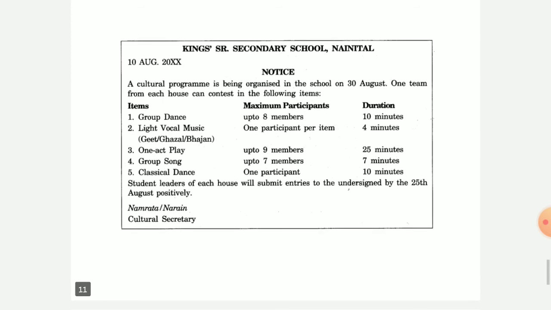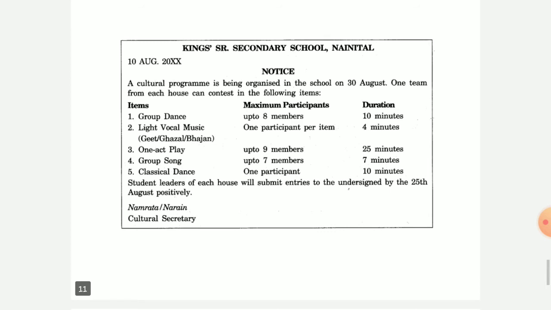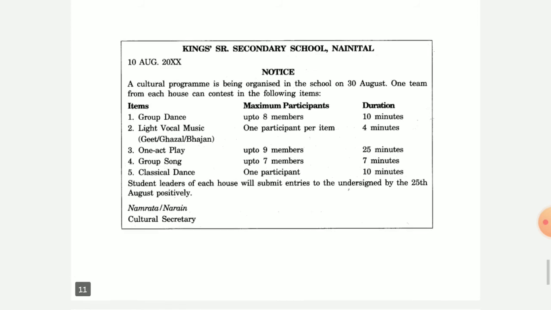You don't have to write exactly this. If a question like this comes, you can change it, particularly the maximum participants and the duration. You can change it according to your own wish. Classical dance, 1 participant, 10 minutes. Student leaders of each house will submit entries to the undersigned by the 25th August positively. So that is the follow-up details, and follow-up details are a must in case of notice writing. You have to mention the follow-up details.